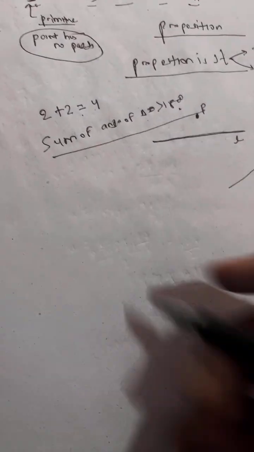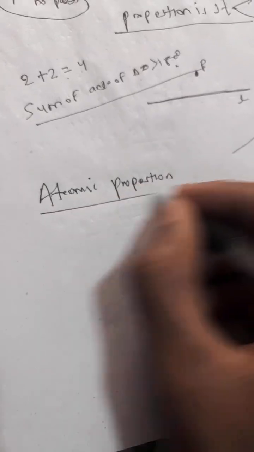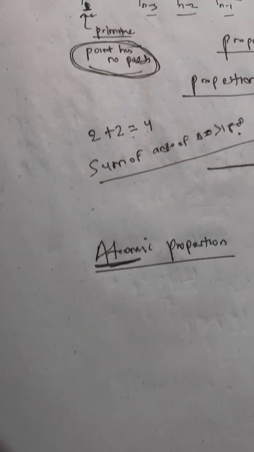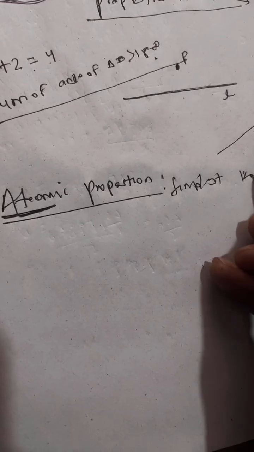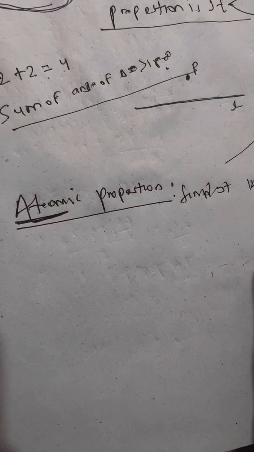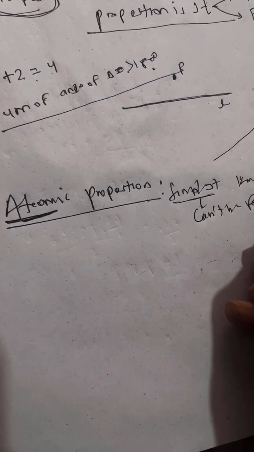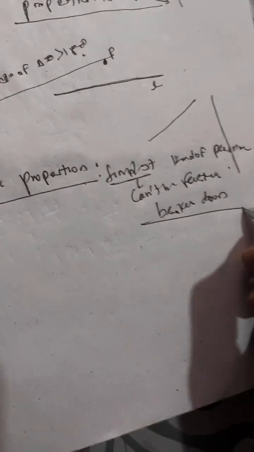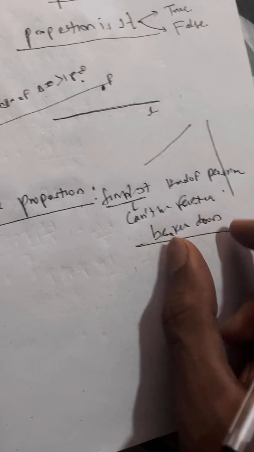There are two kinds of proposition. The one is atomic proposition. The name itself says atomic. It means it cannot be further broken down. Like here, point has no parts. It is an atomic proposition. So atomic proposition means the simplest kind of proposition. Simplest means it can't be further broken down. What is broken down, we will come to understand what that means.